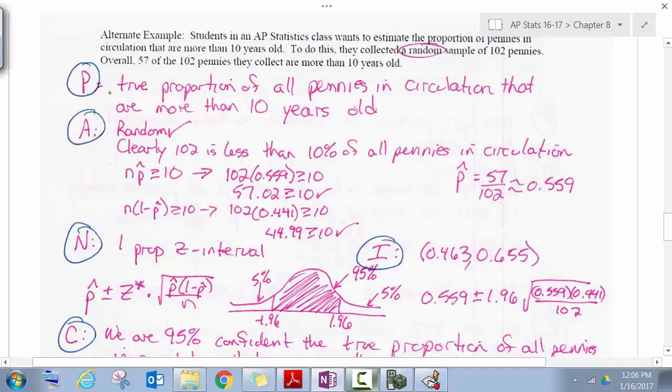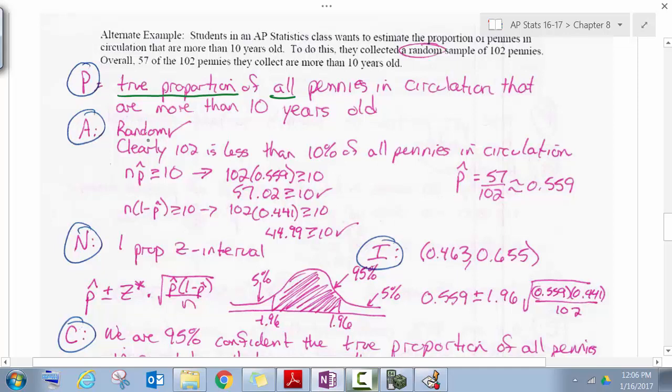So P, what we're talking about, the parameter. Well, we want to know the true proportion of all pennies in circulation that are more than 10 years old. That's what we're looking at right now. And this is going to be helpful when we write our answer because we know exactly what we're talking about. The true proportion, or the proportion of all pennies. So we kind of have that in there twice.